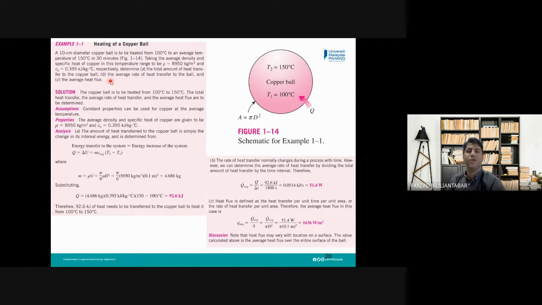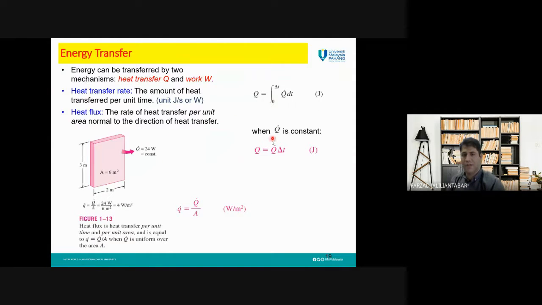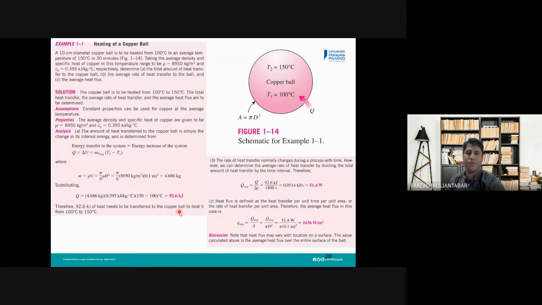In part B, we need to calculate the average rate of heat transfer to the ball, Q dot this time. And in part C, we need to calculate average heat flux, or lower Q dot. So we are going to calculate this Q dot and this heat flux for this system. As you may remember from thermodynamics as well, assumptions are really important. Without appropriate assumptions, maybe your answer will be wrong.